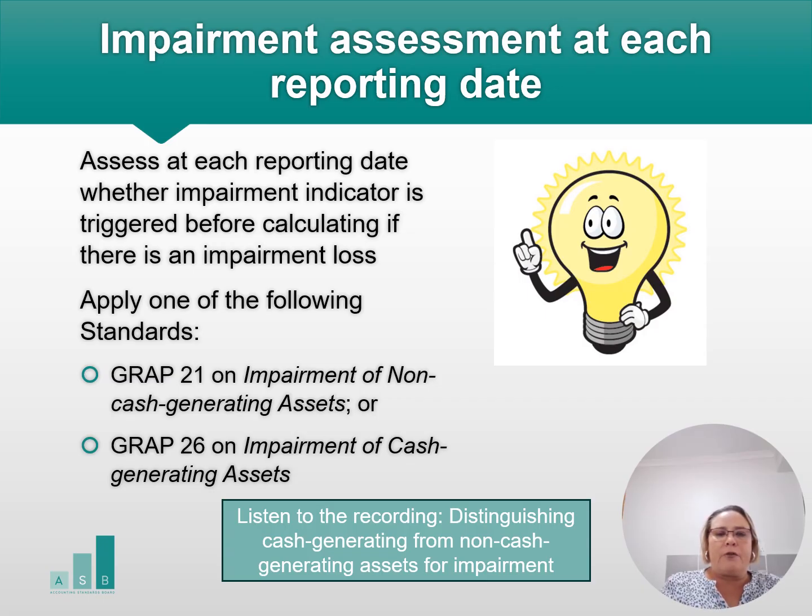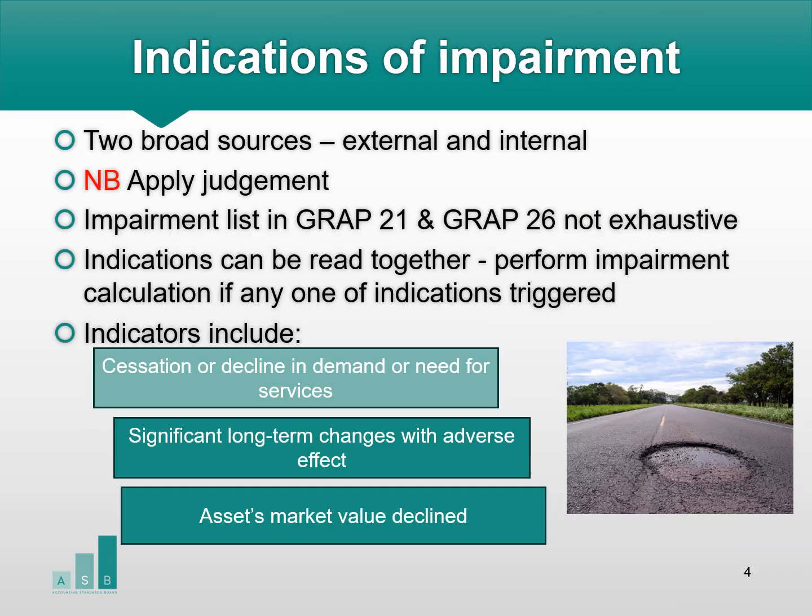Assets within the scope of GRAP 21 are those that have service potential or non-cash generating assets. GRAP 26 focuses on assets that generate future economic benefit or cash generating assets. You might want to listen to the recording that explains how you distinguish between cash generating assets and non-cash generating assets for impairment purposes. There are various ways to assess whether any indications of impairment exist at the reporting date.